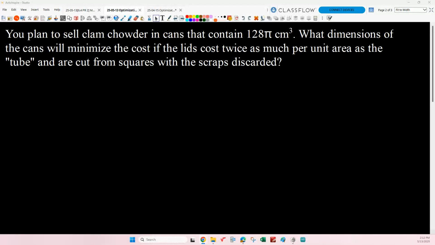Right. And you want to minimize the cost. But the can is cut from a square with the scraps discarded. So you have to pay for all the material to make the lids, even though you're only using the circle that gets cut out, right? You're going to cut the two lids, the top and the bottom, out of squares and then just discard the 4 little tabs that are left over. But we still have to pay for those. Those are still materials you have to pay for.